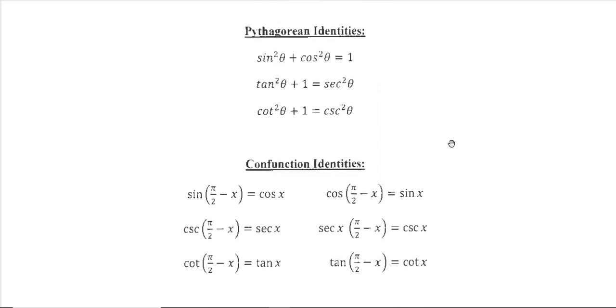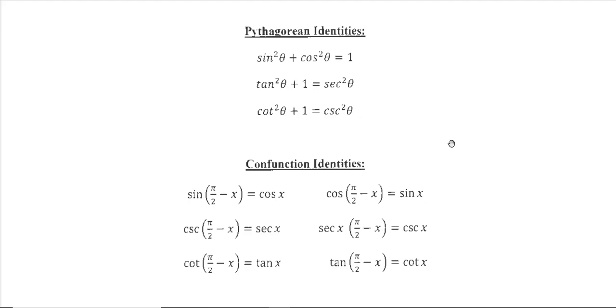The next group is the Pythagorean identities. These are incredibly useful. The first one is sine squared plus cosine squared equals 1. That comes right from the definition of the unit circle. If you look back at the definition of the unit circle, which is the circle of radius 1 centered at the origin, the equation for the unit circle is x squared plus y squared equals 1. Well, x is the cosine of the angle, and y is the sine of the angle.